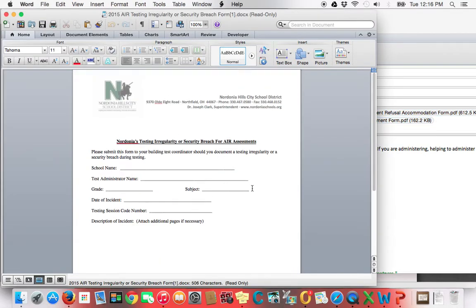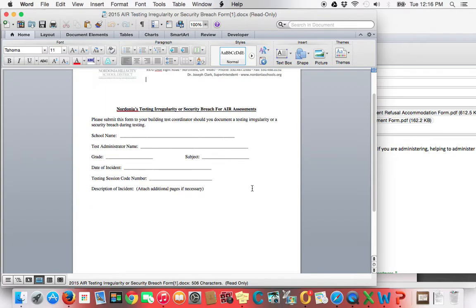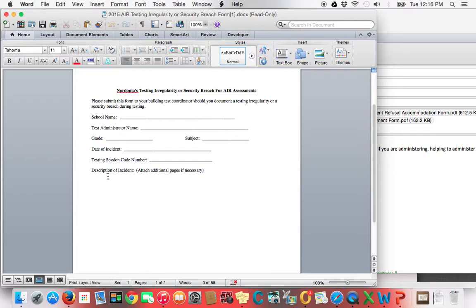So if you look at this form, it's a very simple form to fill out. Just put down in the description of the incident here, type in the student's name and mark either parent confirmed because you were told ahead of time by a district administrator or testing coordinator.